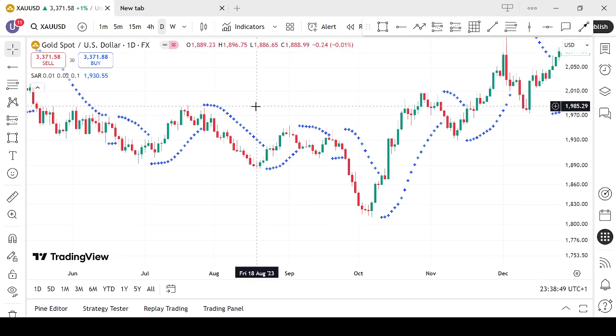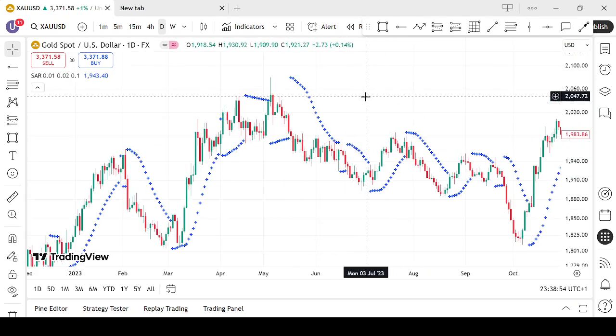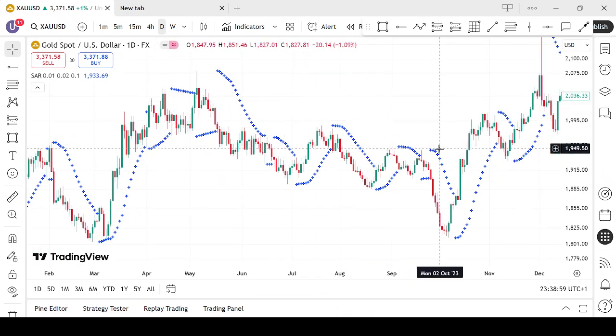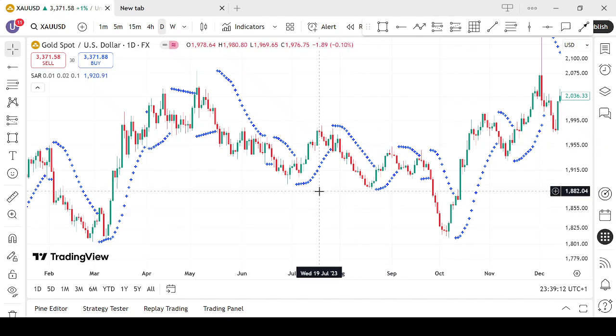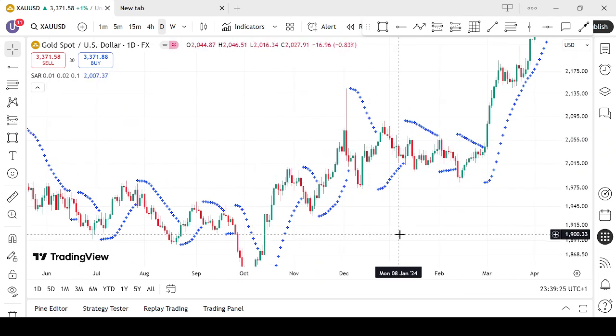It is a very simple indicator. You just need to know the basics. When Parabolic SAR is above price, it means you should be looking for only selling opportunities. When it's below price, you should be looking for buying opportunities. The Parabolic SAR, which is stop and reverse, is particularly useful for day traders because it provides a clear visual cue about trend direction and potential turning points.